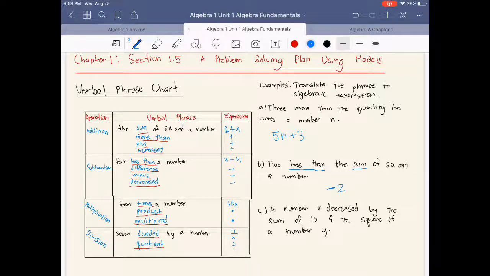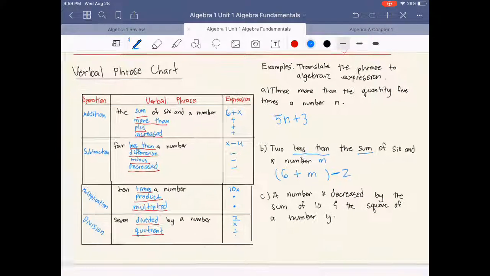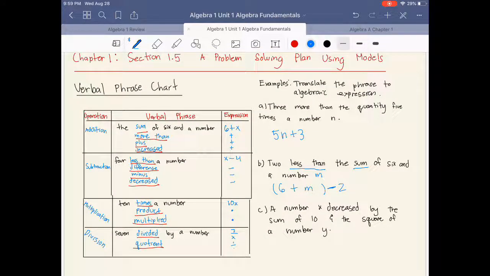So that's when parentheses are crucial. The sum of 6, sum meaning addition, plus a number, and that number should be m. Sorry, I forgot to include m. 6 plus m. So this is how you rewrite it in number form. Okay, let's go to C.